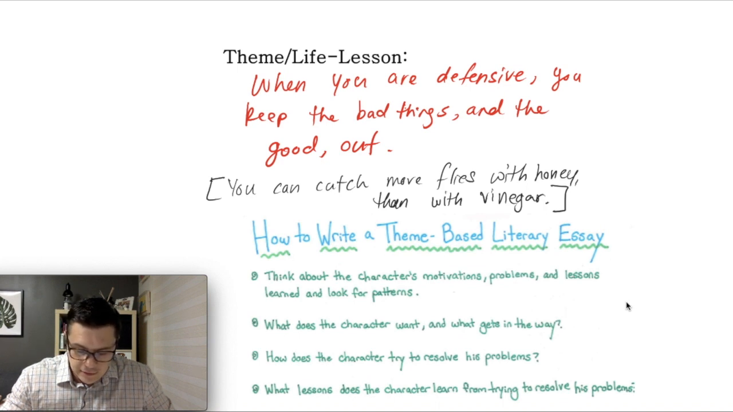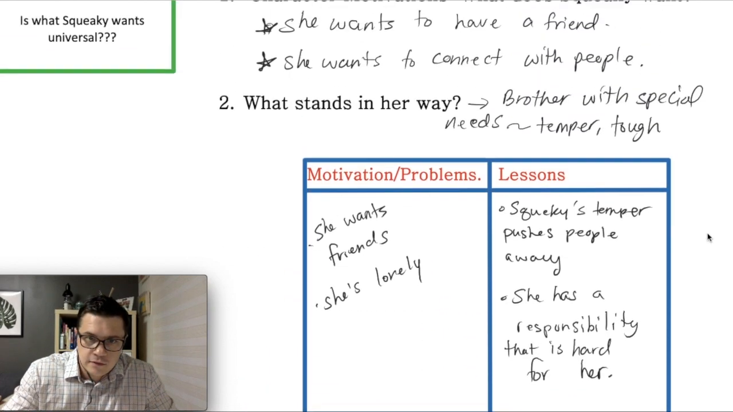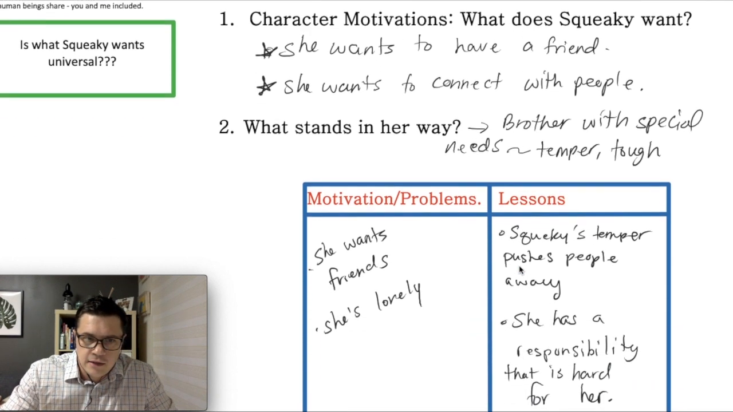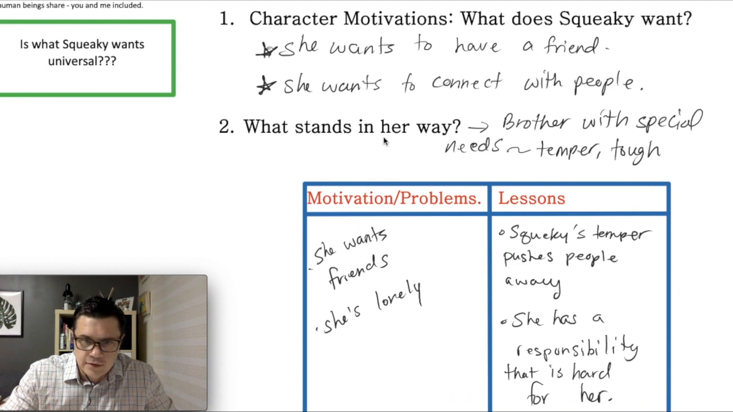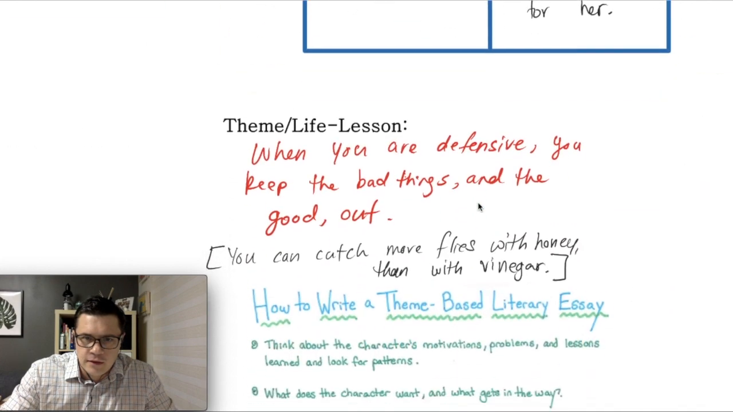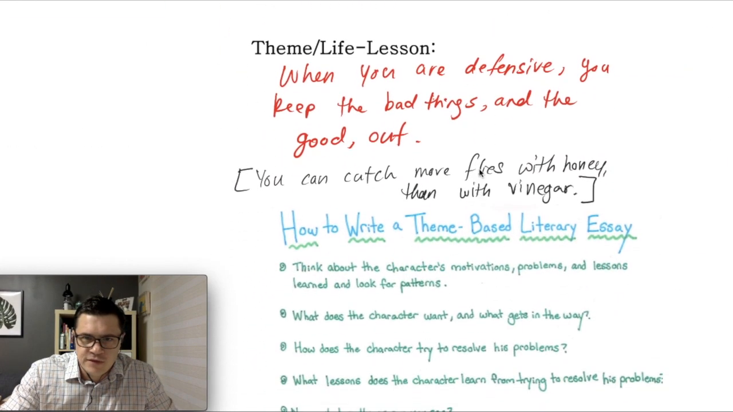And let's just review what I did. I started with what motivates the character. Then I looked at the obstacles, and I asked what stands in her way. I used this chart to organize my ideas, and I looked for ways to connect them. And then I came up with: when you're defensive, you keep the bad things and the good things out.